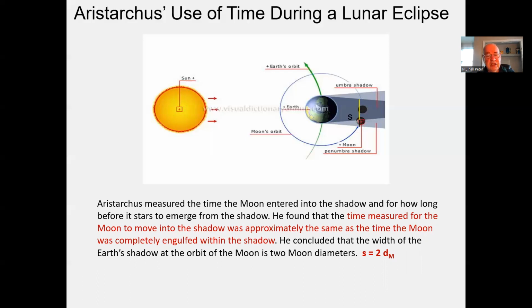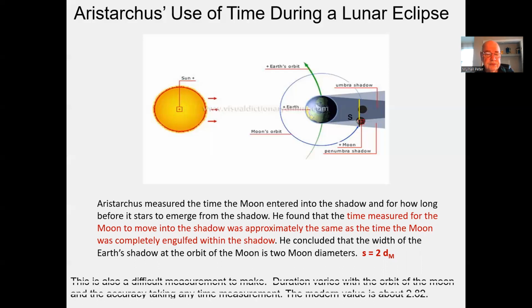So he has another equation. The modern number is more like 2.82. Again, this is not a good number. And this number actually varies because of the elliptical orbit of both the Earth and the moon. This number will change with different eclipses, or even this number of 2.82 is more like an average number over many, many eclipses.